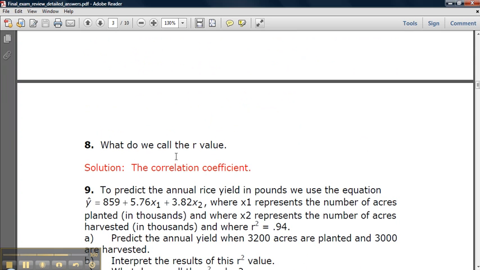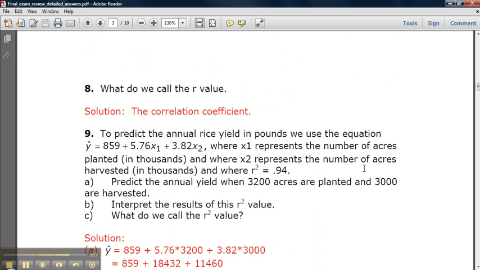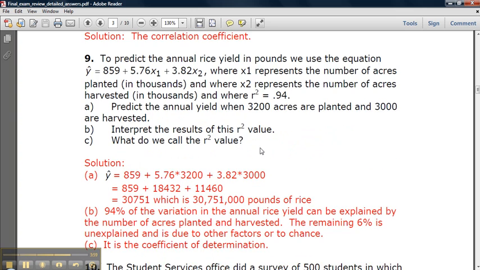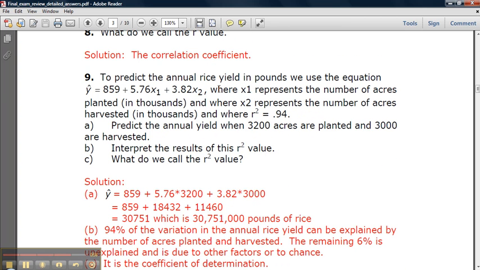What do we call the R value? That's just the correlation coefficient. That's going to be your linear relationship. Here, we have a problem here, and I think the main thing with this, they're going to give you an input value, and you have to substitute that value in to find the missing value.